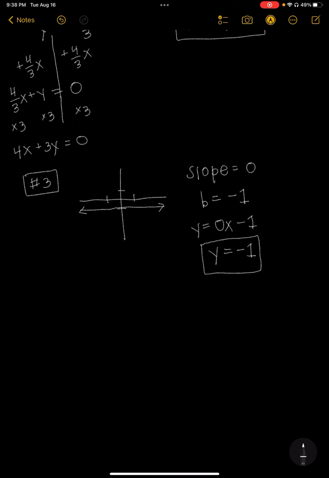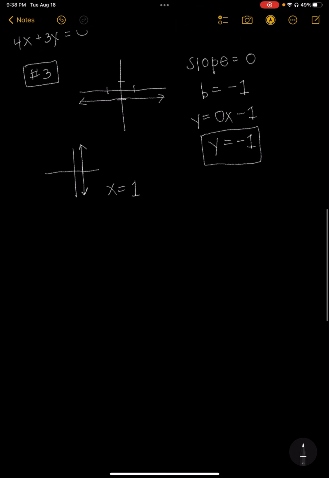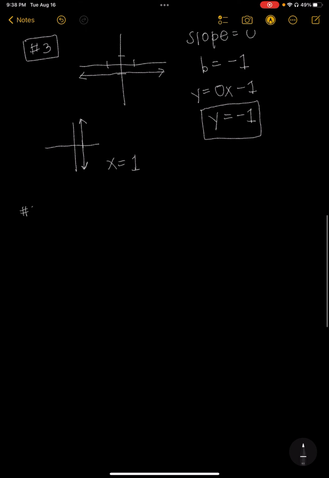The other special case that you might run into is when it's a straight vertical line. So let's say that you had something like this. Instead of being y equals, in that case, it would just be x equals wherever it crosses the x-axis. So like in this case, it'd be x equals 1. So just remember those two special cases if you can. Okay, last example.